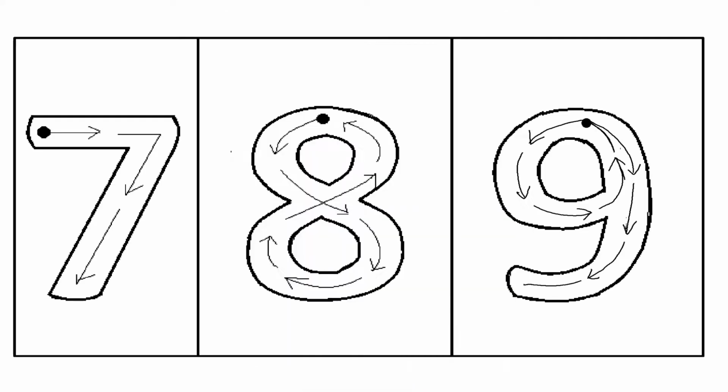This is number 7 and I'm going to show you how to trace on number 7. 7. If you have this worksheet with you, you can start tracing on number 7 on your worksheet. And let me show you how you're going to trace on it. Now you can trace on your worksheet on number 7.